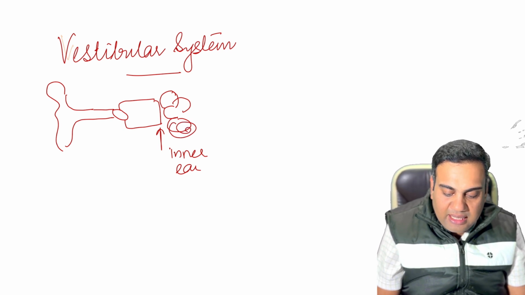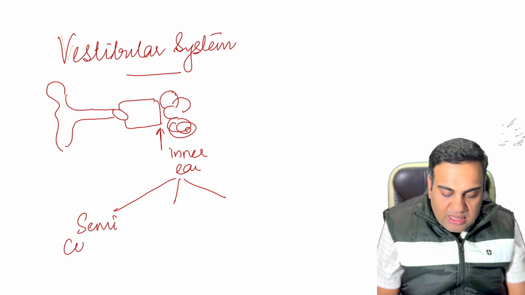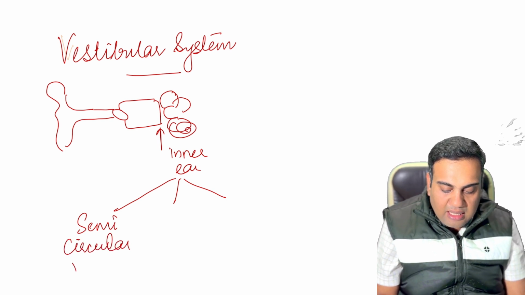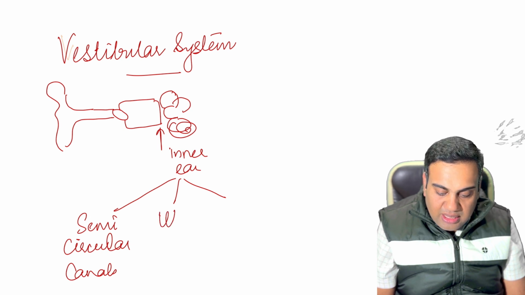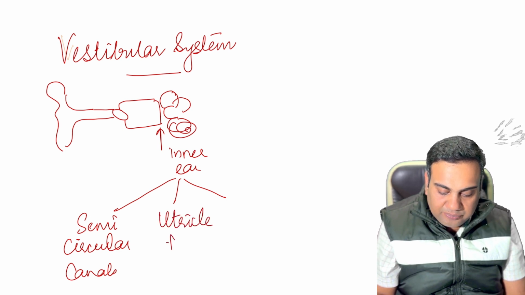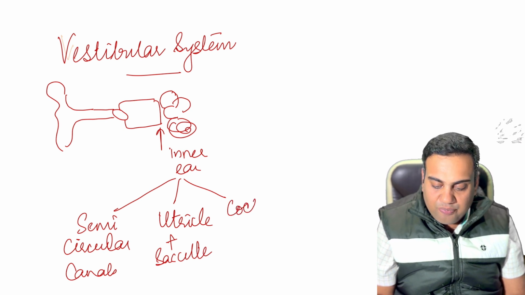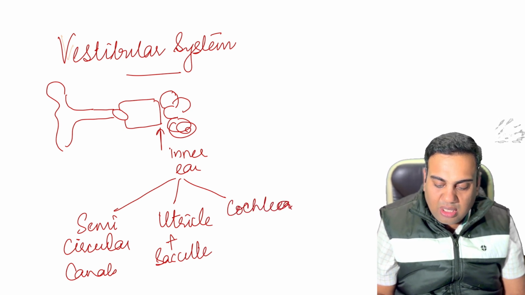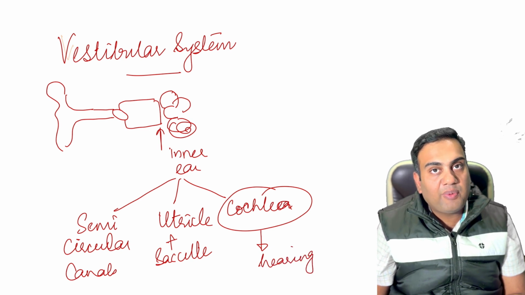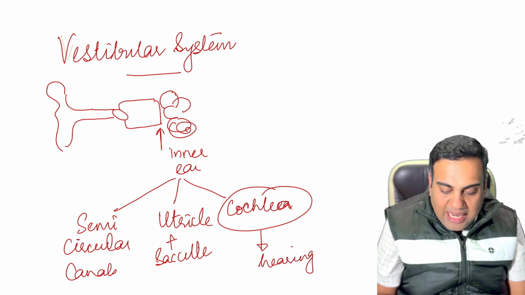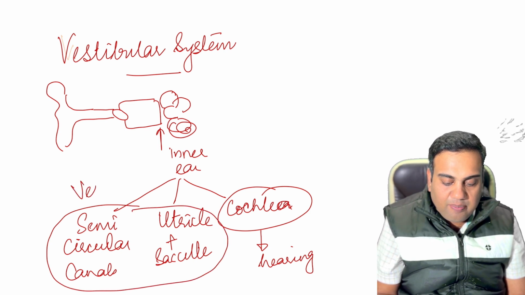So what is the inner ear composed of? It is composed of the semicircular canals. It is composed of the utricle and saccule, and it is composed of the cochlea. Now we know very well that the cochlea is responsible for hearing, and we will take this in our next lecture. Utricle, saccule and the semicircular canals together form the vestibule.